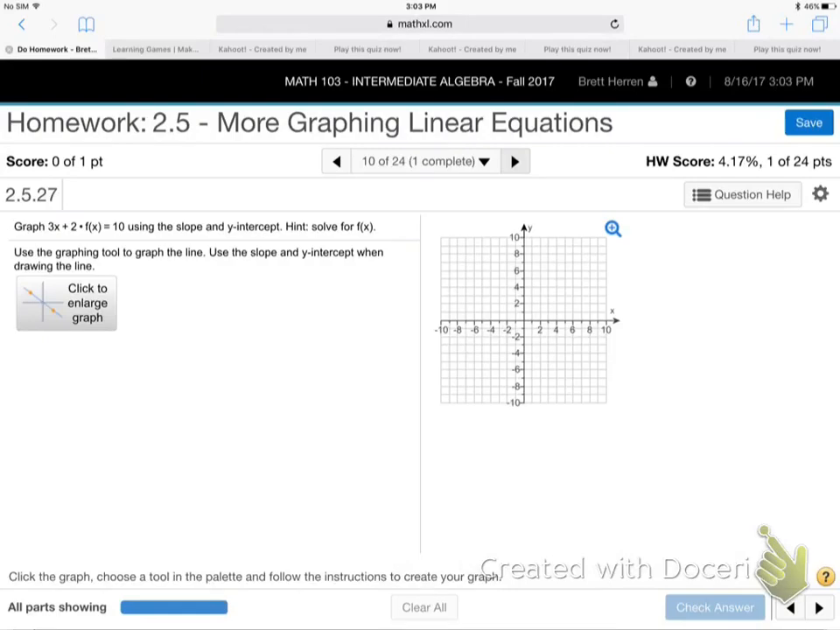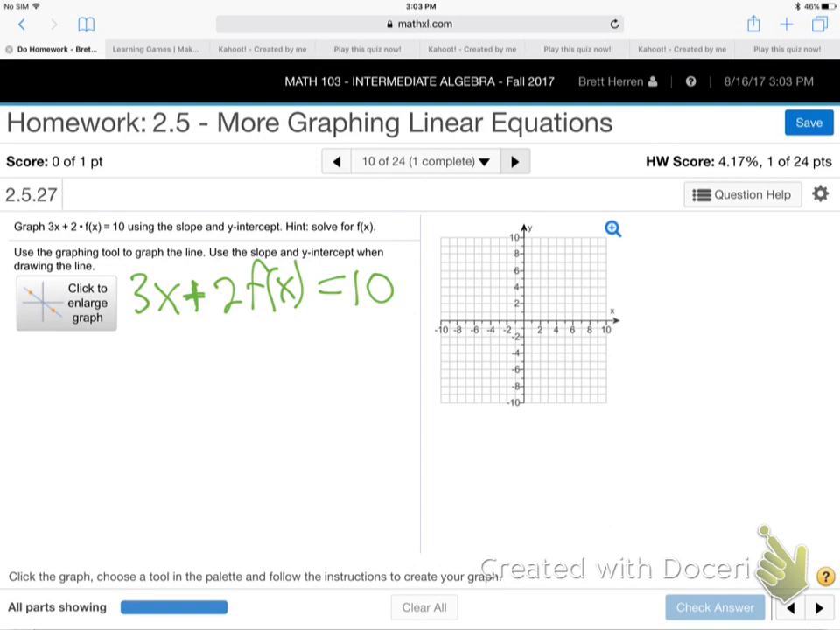So number 10 is 3x plus 2f of x equals 10. And they want me to graph that thing. It doesn't say 2 plus? No, 2f of x, that's an f. 3x plus 2, what's the thing in between the 2 and the f? Oh, plus. So 3x plus 2f of x equals 10. So here's the deal.